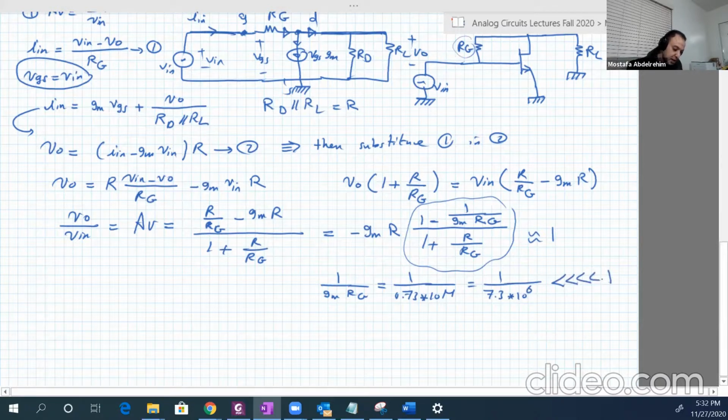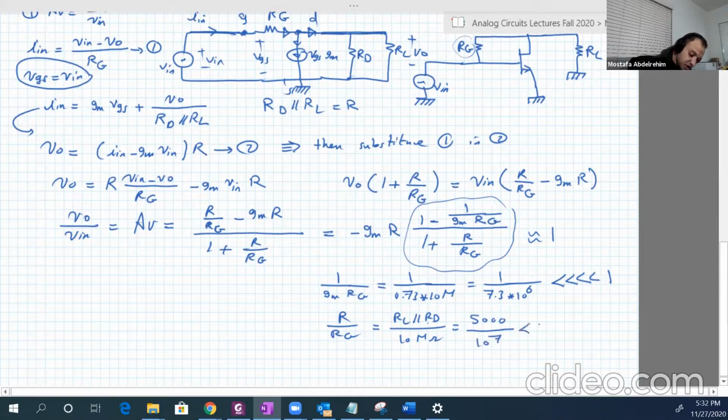Okay. And R over RG, remember R is RL parallel RD. RG is 10 mega ohm. RL is 10 kilo and RD is 10 kilo, so the combination is 5 kilo. And this is 10 to the power 7. So this is again much less than 1. Okay. So AV is approximately equal to minus GM R, which is RD parallel RL.